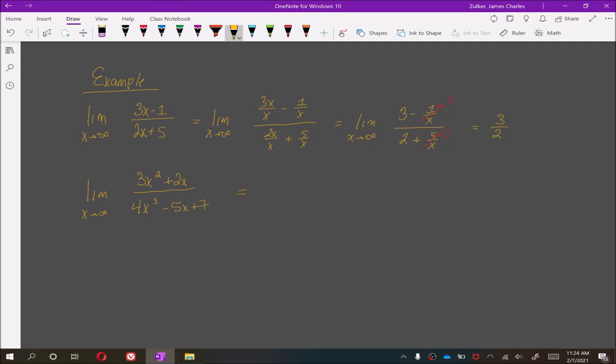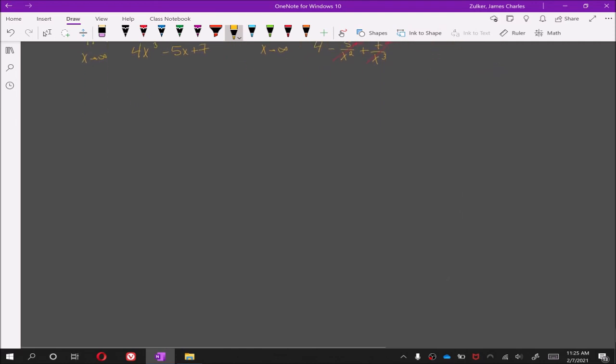Same idea, we want to divide everything by the highest powered term in the denominator, which in this case is x cubed. So what we will have is 3 over x plus 2 over x squared all over 4 minus 5 over x squared plus 7 over x cubed. All these will go to 0. Sorry, and that one. And we're left with 0 over 4. And again, the same idea with x going to minus infinity.